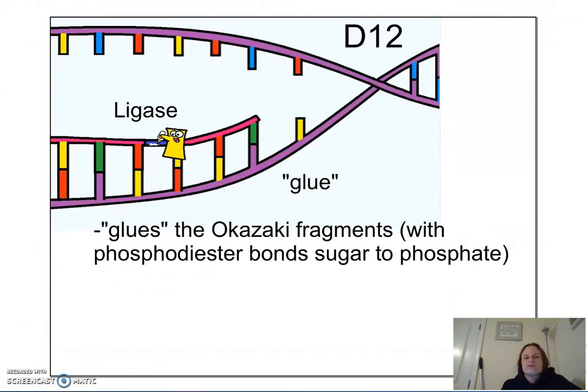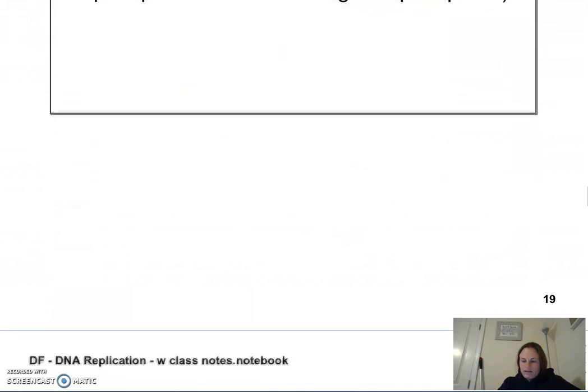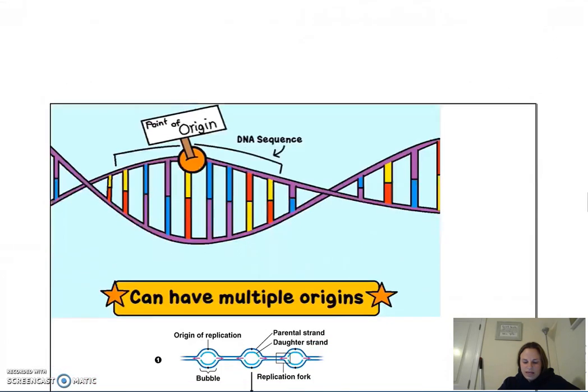Ligase is known as the glue. It's going to glue Okazaki fragments. We didn't get to Okazaki fragments yet, but just bear with me, we'll get to it. It's going to glue the Okazaki fragments. So it basically forms the backbone of the new strand of the DNA. In other words, it creates those phosphodiester bonds between the sugar and phosphate on the backbone of our DNA.